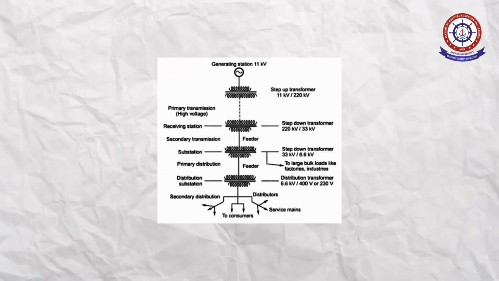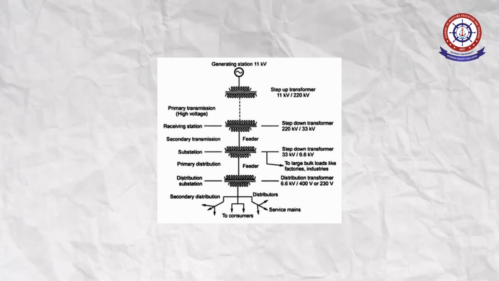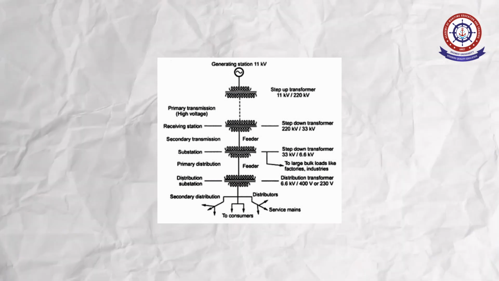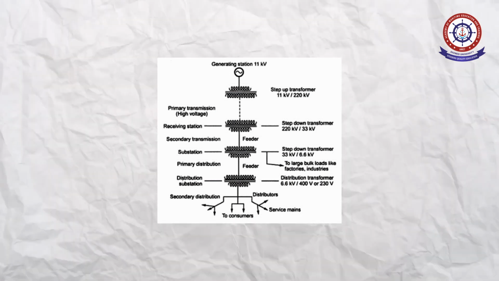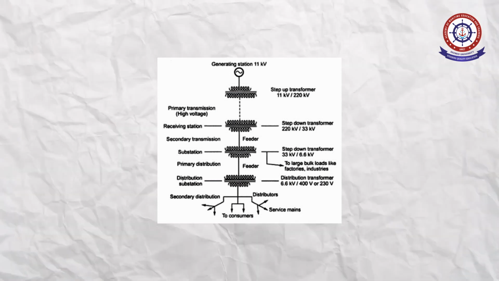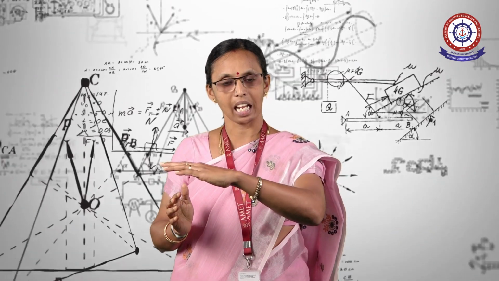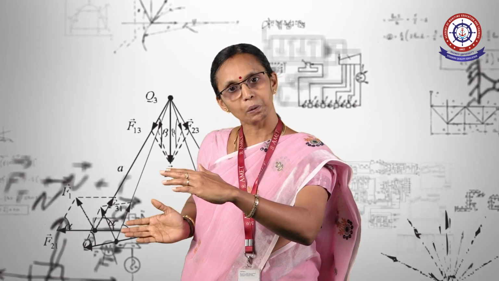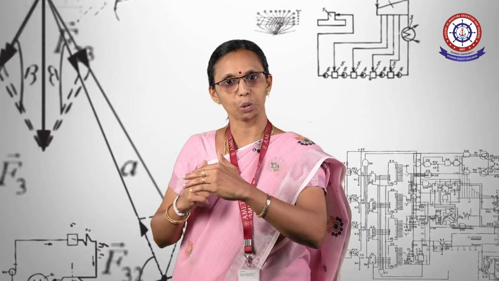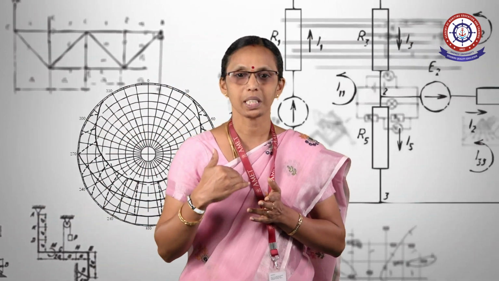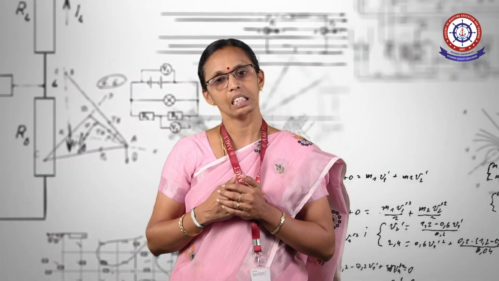So from the secondary substation, the power goes to the distribution station. We have the primary distribution and the secondary distribution. Primary distribution means from the secondary substation to the distribution station. That is taken care of by the feeders. What is a feeder? A feeder is nothing but a conductor where there are no tappings at all.